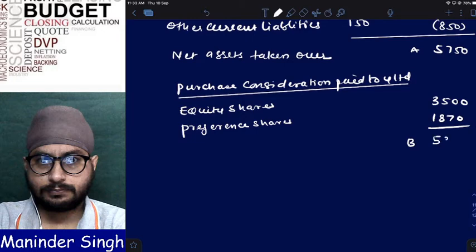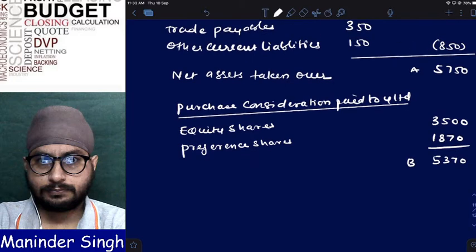5370. Now tell, your net assets are 5750. Clear? But how much am I paying to you as purchase consideration? 5370. Now tell, am I paying you more than your net assets or less than your net assets? Less than the net assets.